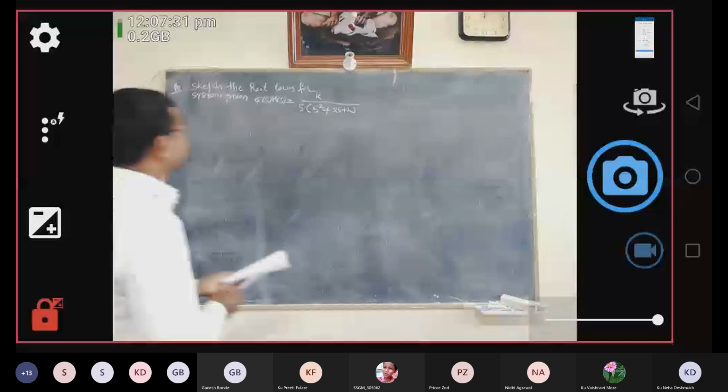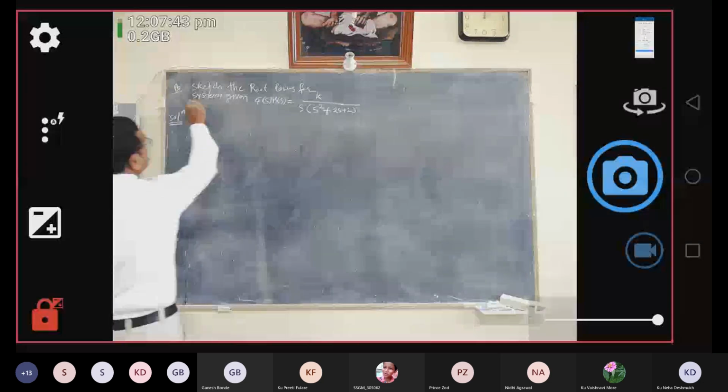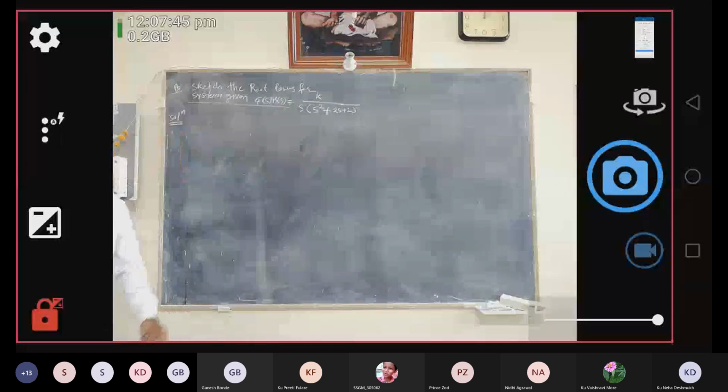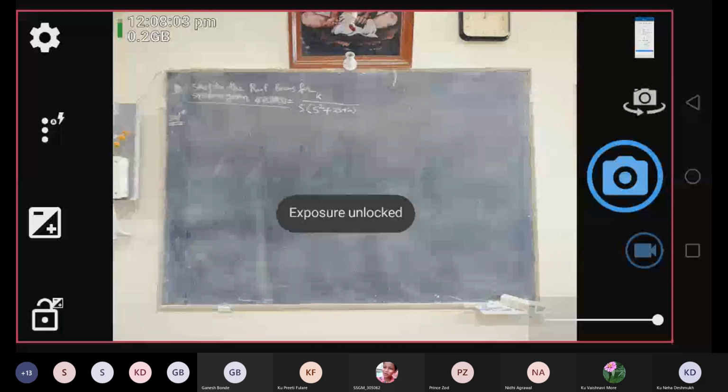Okay, write down the solution. We have to sketch the root locus for the given system and also comment on the stability. So tell me the step number one.